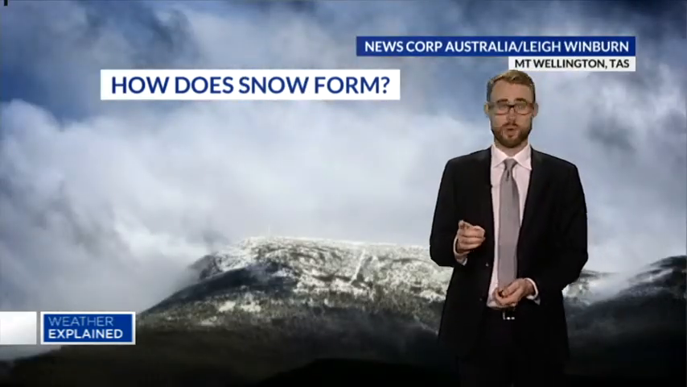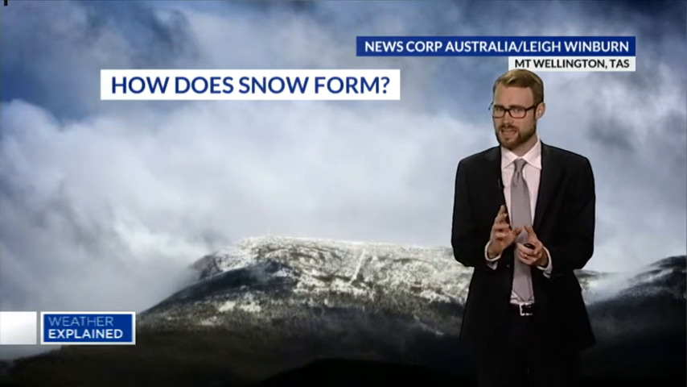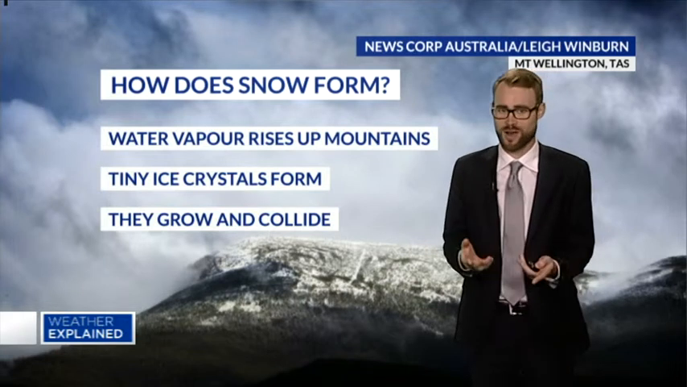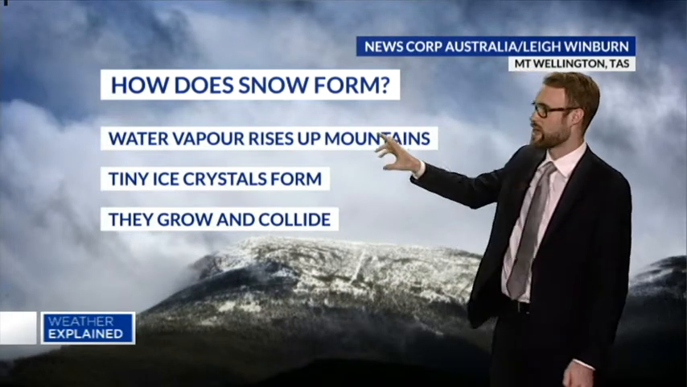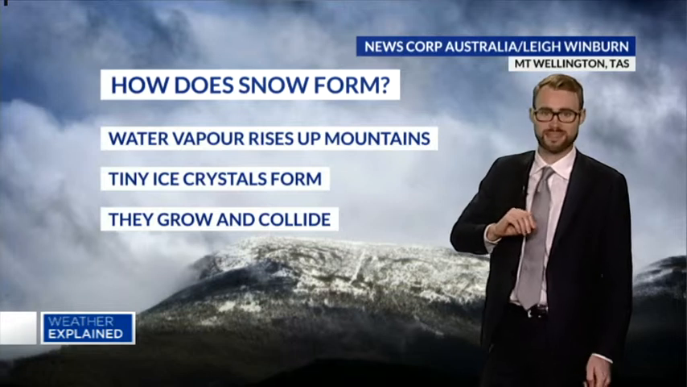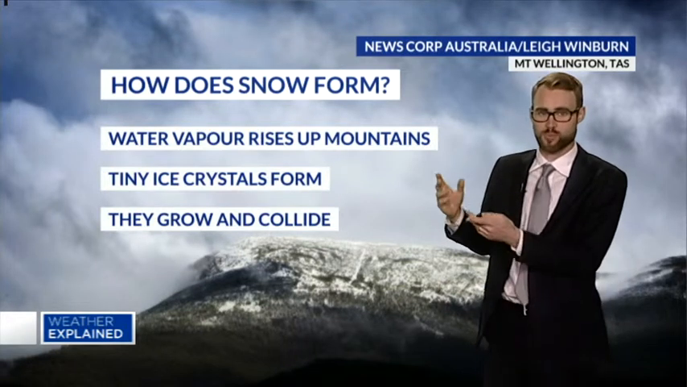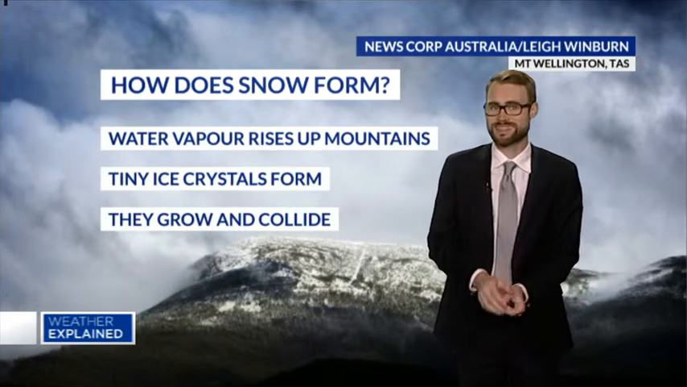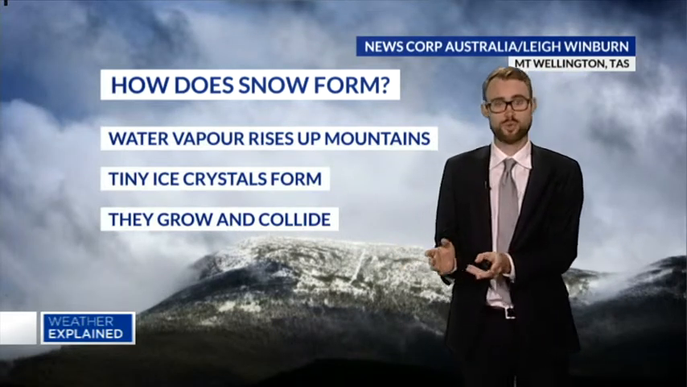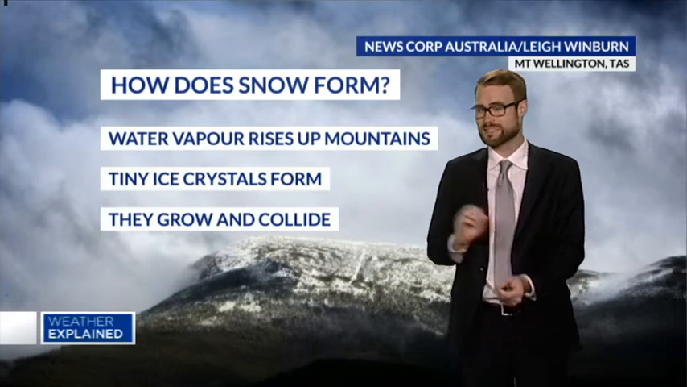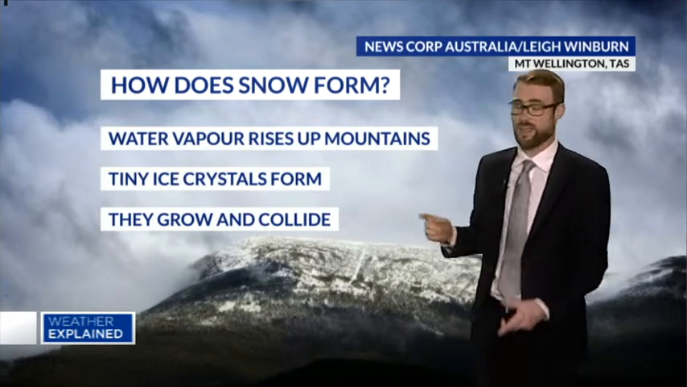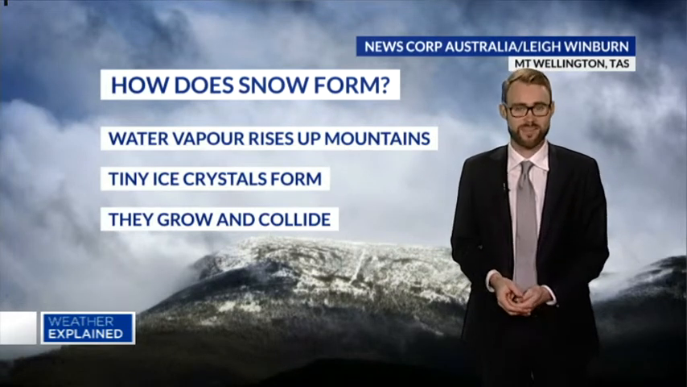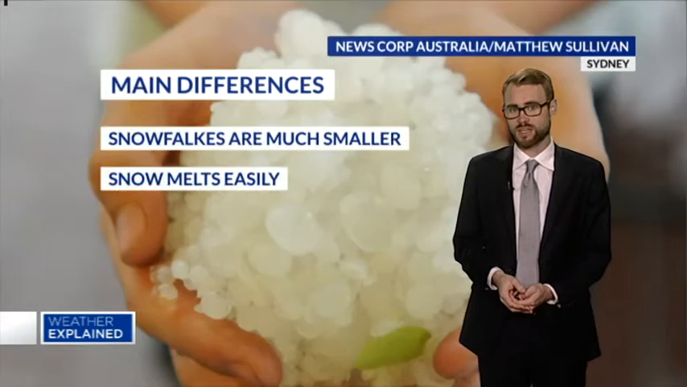Whilst with snow, although quite similar, there is a slight difference in the way that it forms. We have water vapor rising through the air and up into the mountains and the elevated areas, and it gets forced upwards across the ranges, and as it rises upwards, it skips the liquid phase. So we don't see water droplets, it just goes immediately to tiny little ice crystals, and these grow into snowflakes and collide with one another, and eventually they too become too heavy and fall down to the ground.